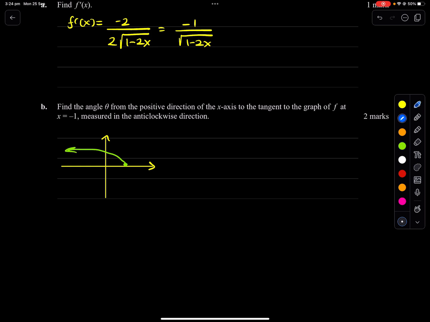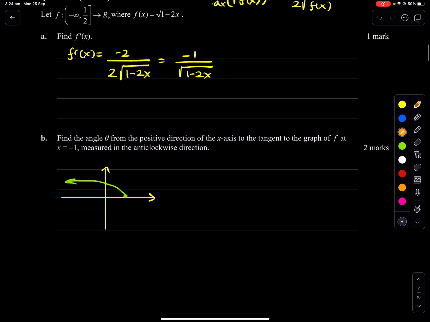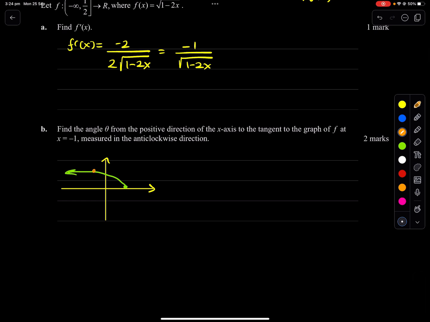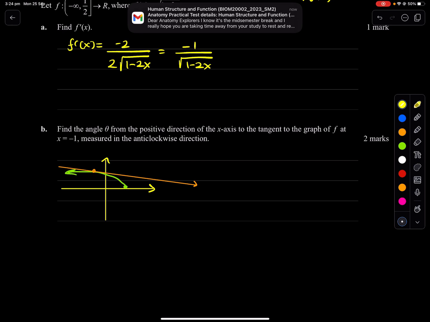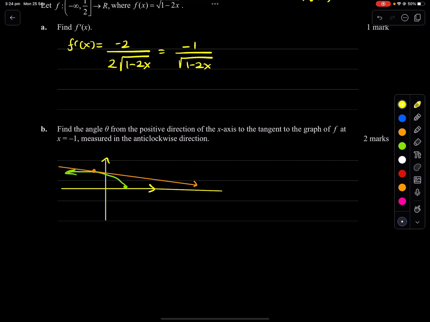And so if we were drawing a tangent at x equals negative 1, say it's over here. If I was drawing this longer, it will cross, and this will be the theta that we will calculate. But we want the angle from the positive direction to this one. So we want this angle over here, this angle alpha. So let's calculate that.